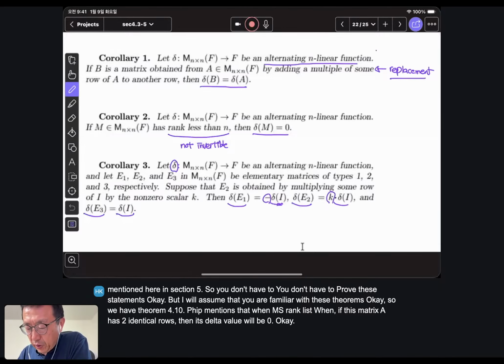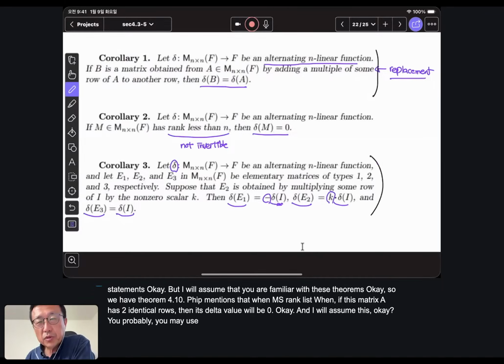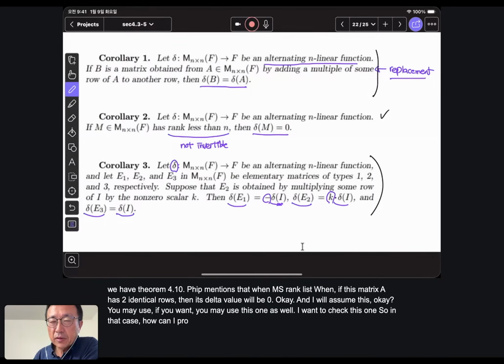And I will assume this, okay? And you may use, if you want, you may use this one as well. But I want to check this one. So in that case, how can I prove that using the other statements? So please think about it.